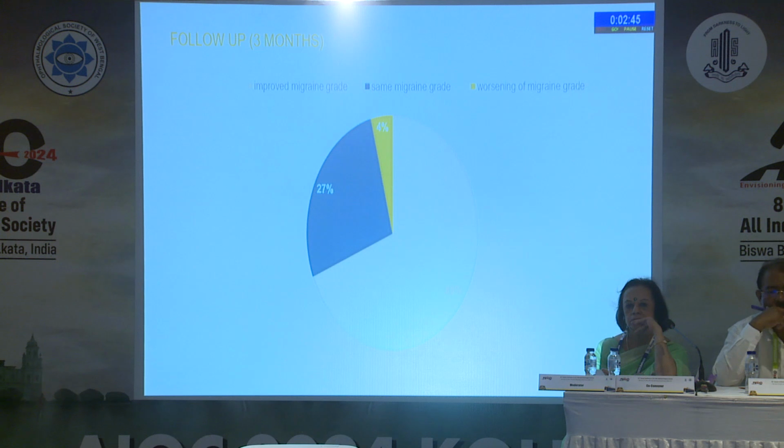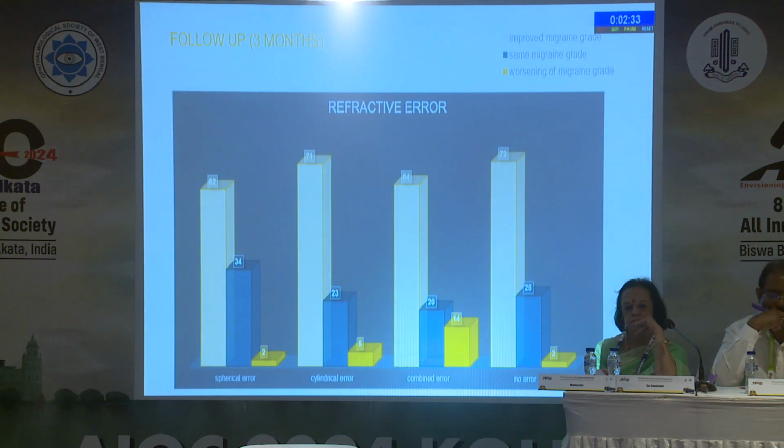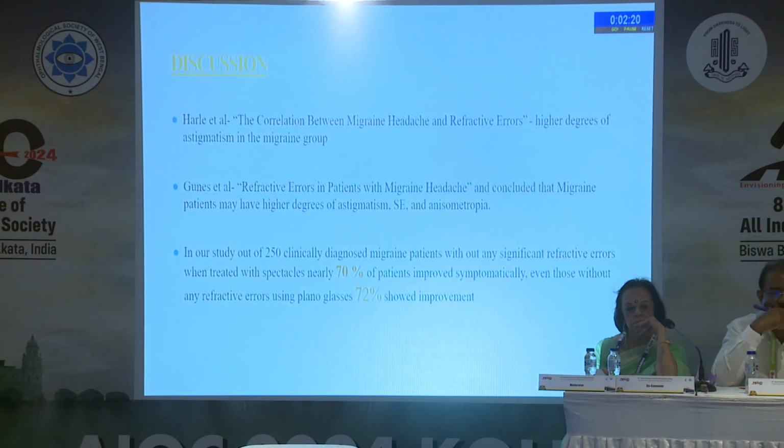At follow-up after 3 months, 69% of patients showed improvement in the migraine grade, 27% continued with the same migraine grade, and 4% had worsening of the migraine. Among patients who were prescribed plano glasses, 72% showed improvement, 25% continued with the same grade, and 2% showed worsening. Similar studies have correlated migraine headaches and refractive errors.